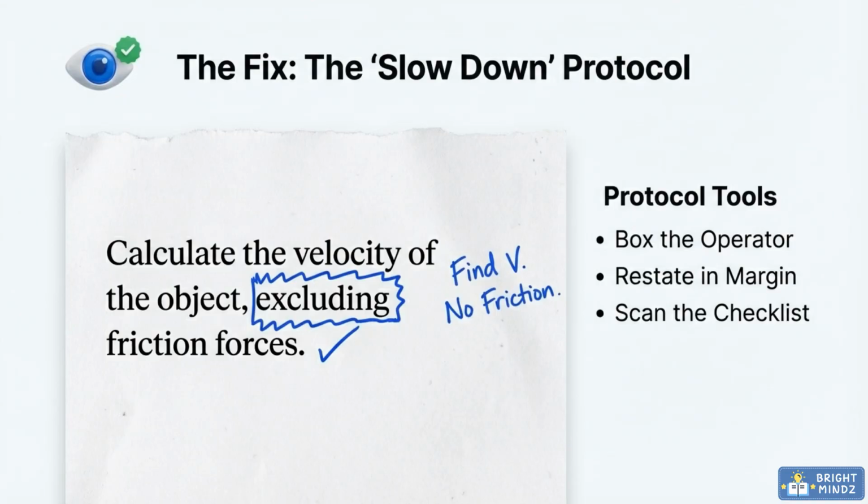When a question looks tricky, your job is to slow your eyes down, not your whole exam. Use three quick moves. First, box the operator word: calculate, compare, explain, prove. That tells you the job. Second, rewrite the task in the margin in your own words, including key conditions like excluding friction. Third, run a fast checklist before you start: data noted, units, conditions, and exactly what you have to find.